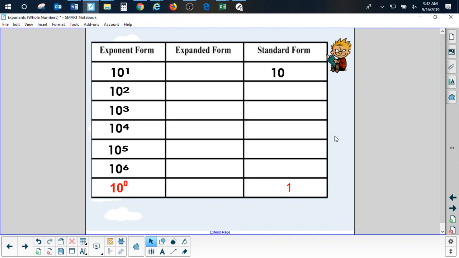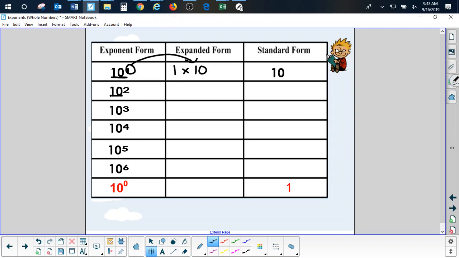So the base is 10 in every single question. Your base is your big number. So if I'm looking at the first example, my base would be 10, and the exponent is 1. My exponent tells me how many times I have to multiply my base. So in this case, the expanded form would be 1 times 10, because there's only one 10 that should be written down. That's what the exponent said. And the standard form is the expanded form solved. So if I did 1 times 10, I would get 10.